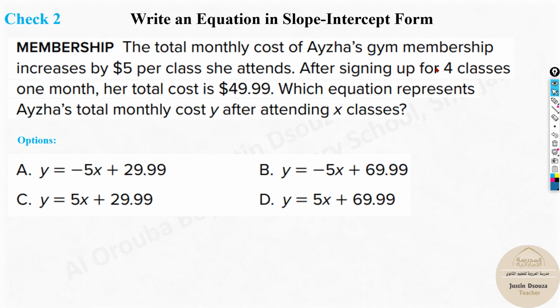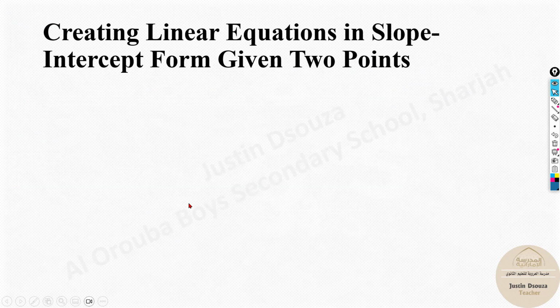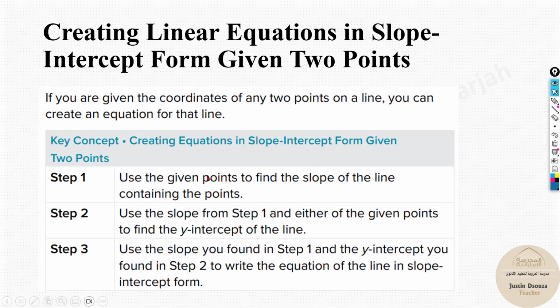So you can easily understand she already did 4 classes. So 49.99 minus 20, it'll be 29.99. Now here increases means plus 5x. So you should have 5x plus 29.99, and the option is C. That's it. Very straightforward. And now we will be creating linear equations in slope-intercept form given 2 points.